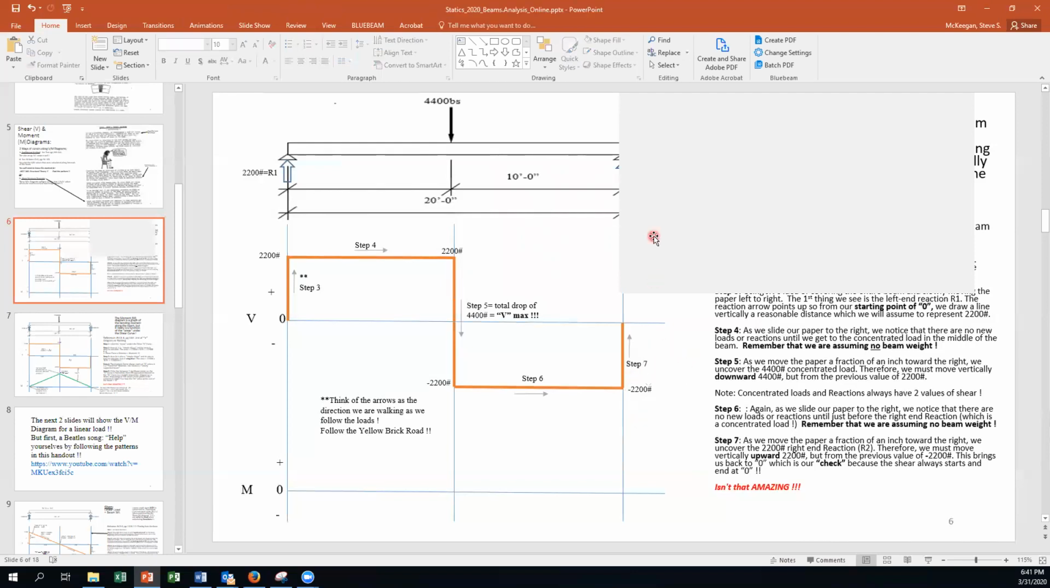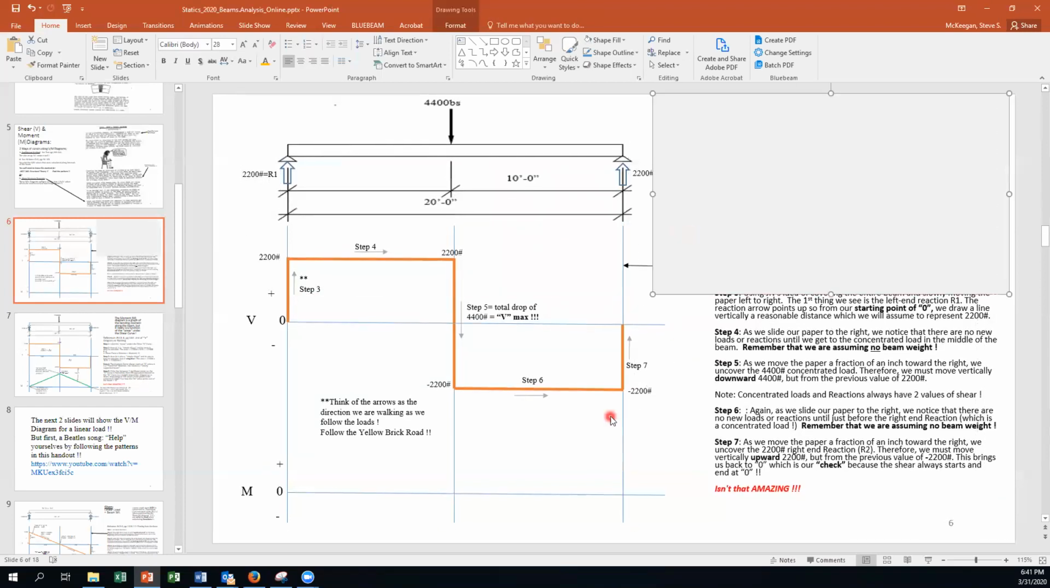And then once we uncover that right end reaction, we've got to go up or down from this point. Up, because that reaction is facing up. So we follow the yellow brick road, or the orange brick road, up to 0.